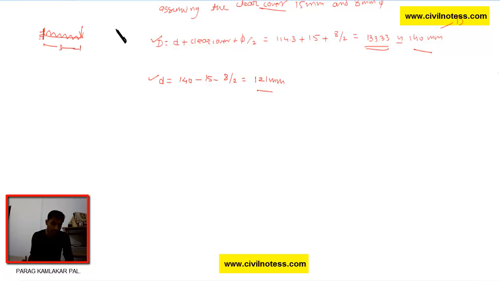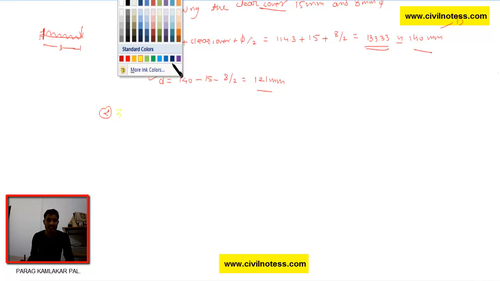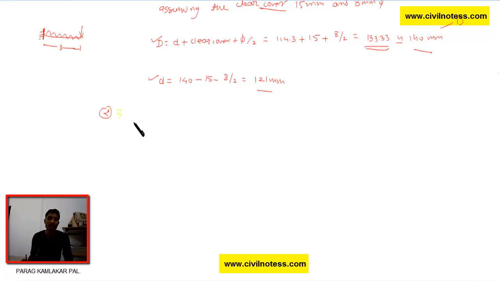Now the main thing is that after getting D, we are going to our step number 2. We are going to calculate the effective span. When we go into the calculation for the effective span, the formula is LE, which we provide for the effective span. The formula is L plus D by 2.